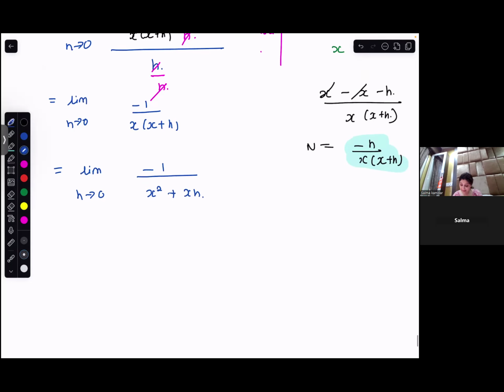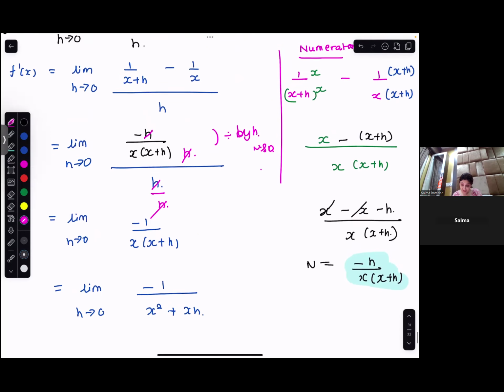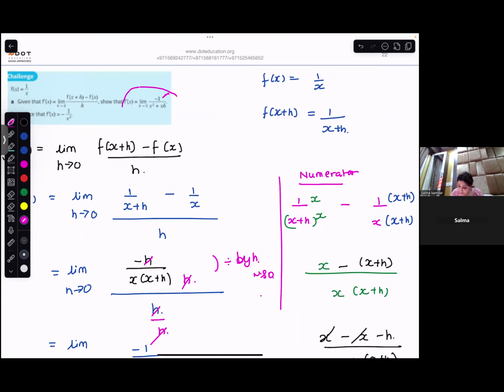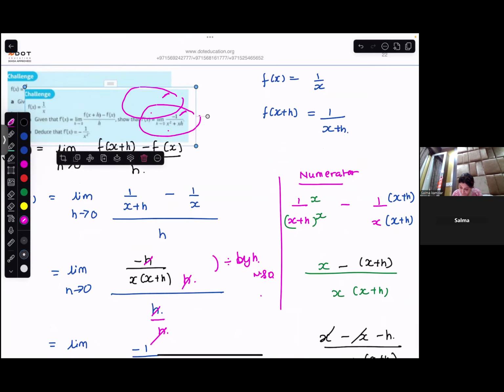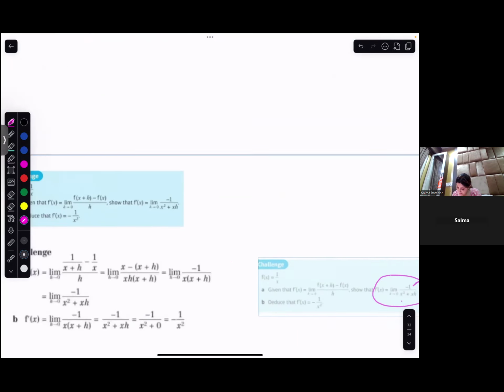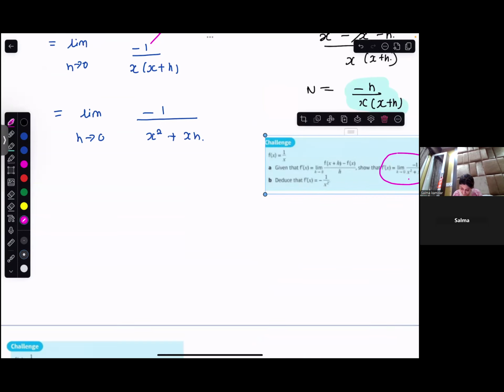Okay, now I will deduce it. So limit h tends to 0, f dash x becomes minus 1 over x square plus hx, and I have already proved this. Okay, now what I have to prove, I have done the A part.